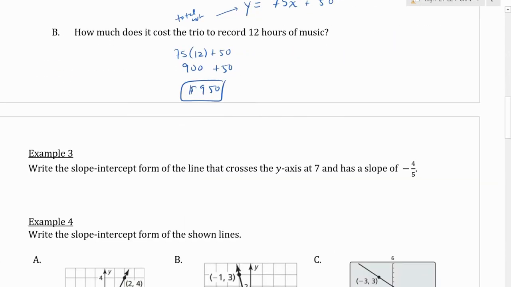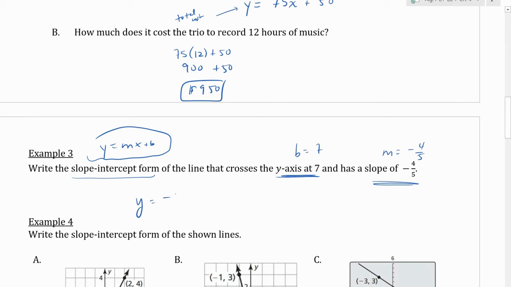Okay. So the rest, though, this is what the homework looks like. Write the slope-intercept formula line. Again, we're hunting for this. Crosses the y at 7. That's your y-intercept then. It has a slope of -4/5. There we go. Y equals -4/5 x plus 7.